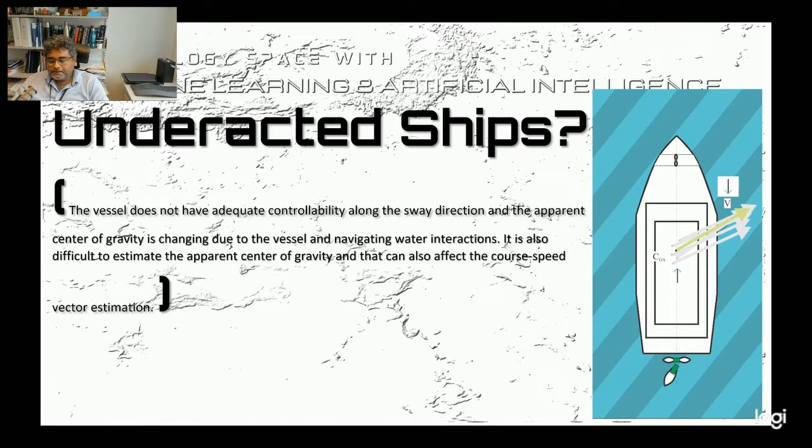So as a summary, we have mentioned that ship controllability is a challenging problem, especially controlling the forces coming from the sway direction. In addition to that, the apparent center of gravity as well as the estimation of the course speed vector can be challenging, because these parameters may not be able to be measured directly.